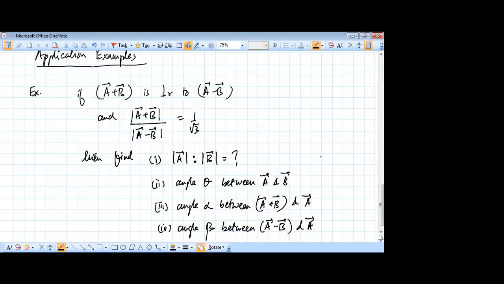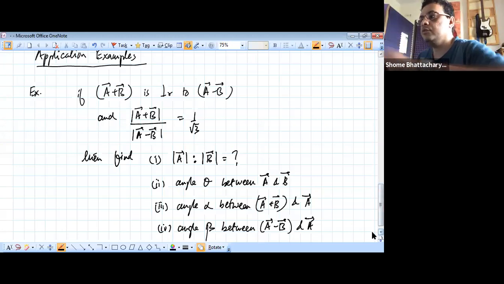Right. Kshitiz correct. Tulsi correct. Very good. Udit, your answer about the ratio is correct, but the angle you have to check.